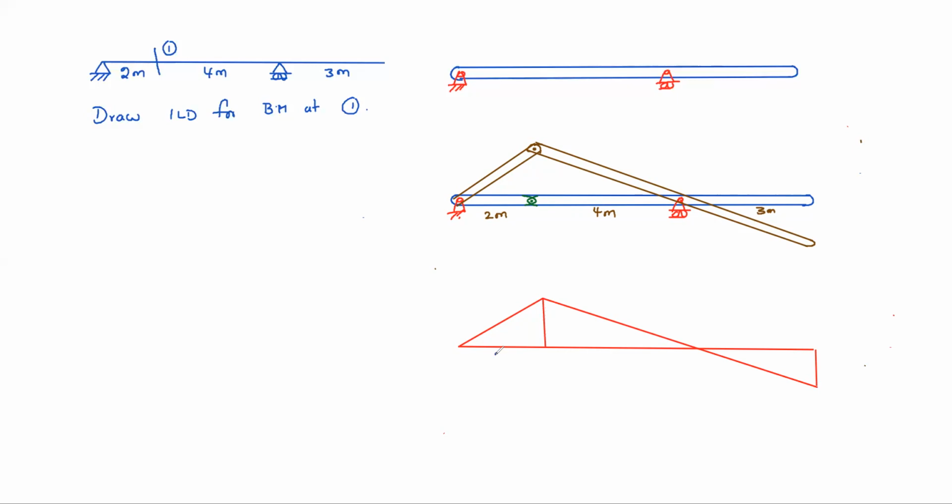Units are like this. This is 2 meters. This is 4 meters. Obviously, this will be 2 into 4, AB by L, where L is the hinge to hinge distance, that is 6, which is equal to 8 by 6, that is 4 by 3. This 4 by 3. So positive, positive, negative. This is 3 meters. See, for 4 meters it is 4 by 3. For 3 meters it is 3 by 3, that is equal to 1 here. Okay. So this is the ILD for bending moment at section 1. Okay.